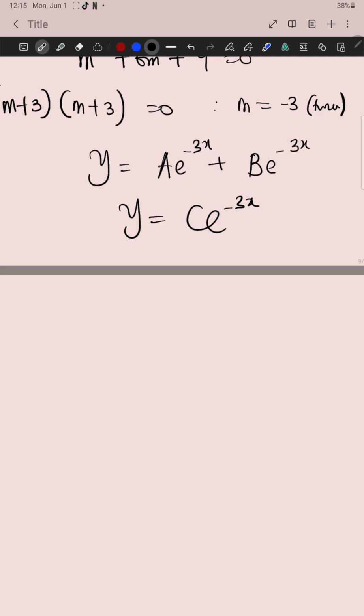But you see, every second order differential equation has two arbitrary constants. So there must be another term containing a second constant. In fact, it can be shown that y is equal to kx e to the power of minus 3x also satisfies the equation. So the complete general solution is of the form A e to the power of minus 3x plus Bx e to the power of minus 3x.